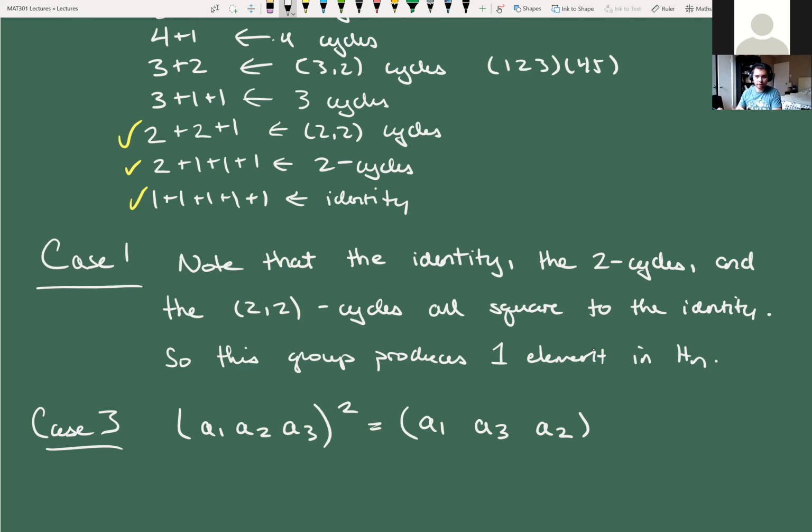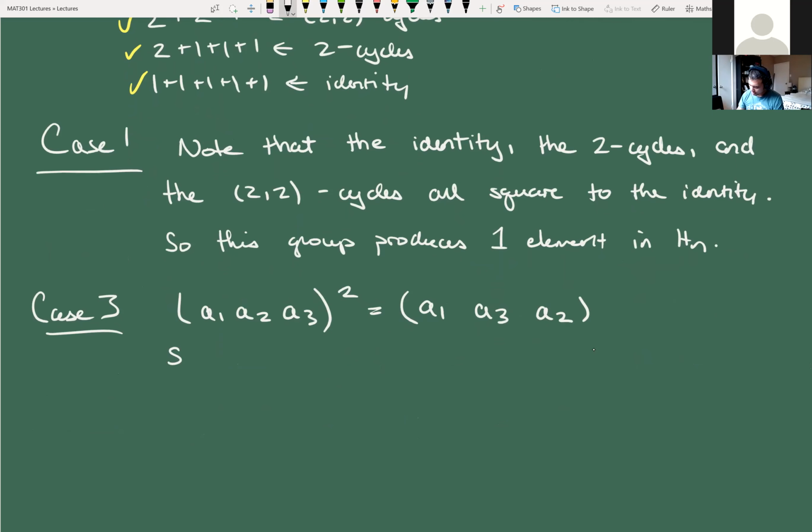3 cycles map to 3 cycles, and in fact, do so bijectively, right? Certainly, you'll have to maybe think about this a little bit to convince yourself, but there is a bijective correspondence between 3 cycles and their squares, right? So every single 3 cycle is the square of another 3 cycle, and the only way 2 3 cycles square to be the same thing is if they started as being the same 3 cycle. So there is a bijective correspondence here. So the question is, how many 3 cycles are there? Does anyone know?